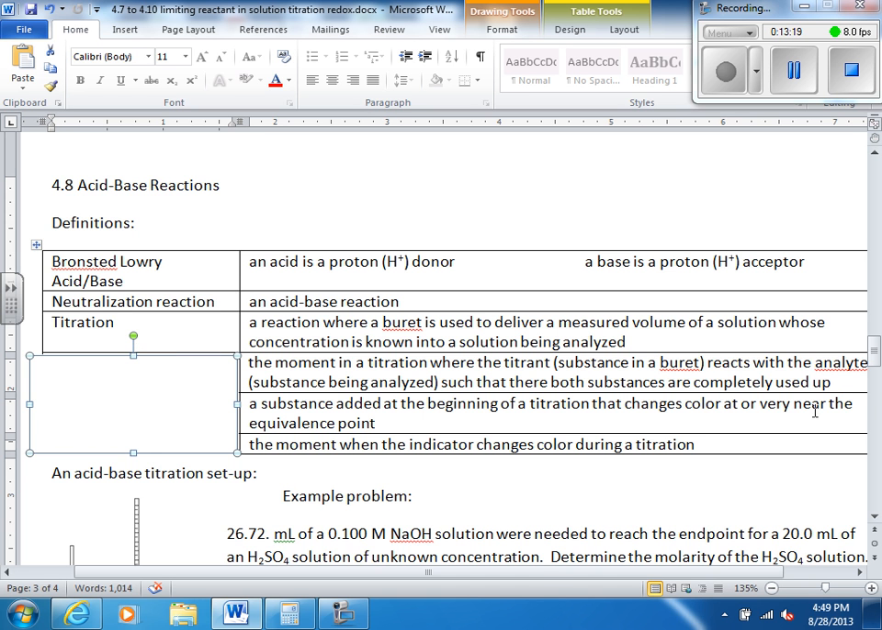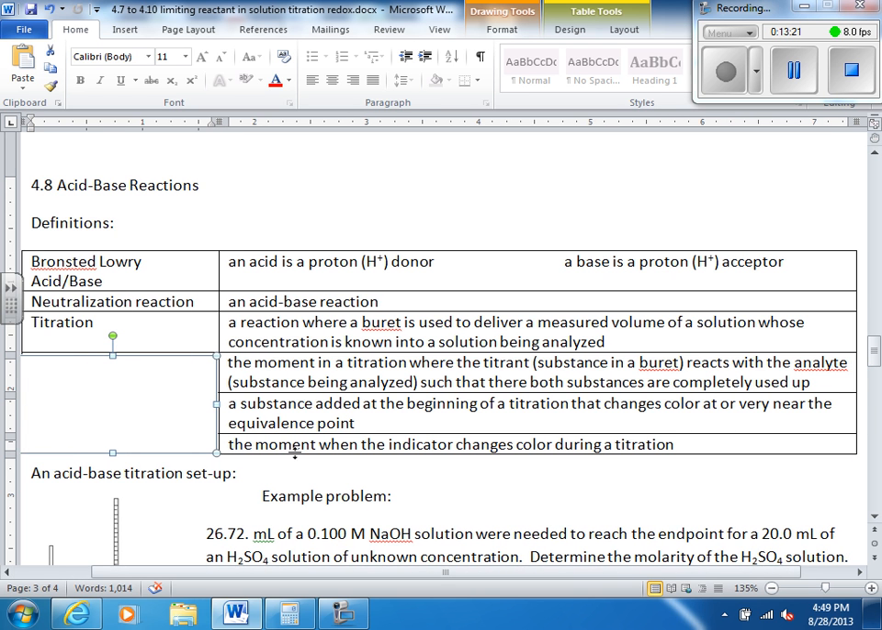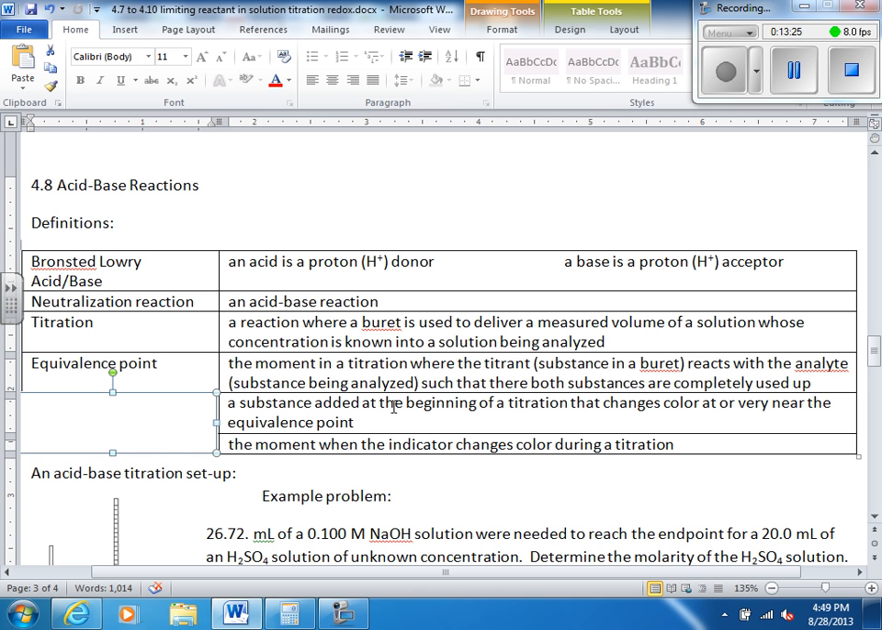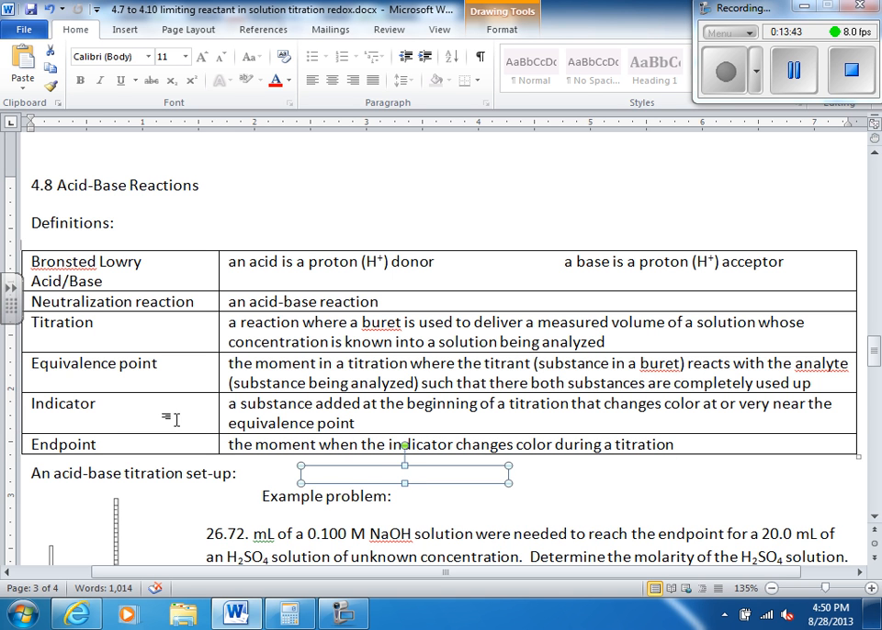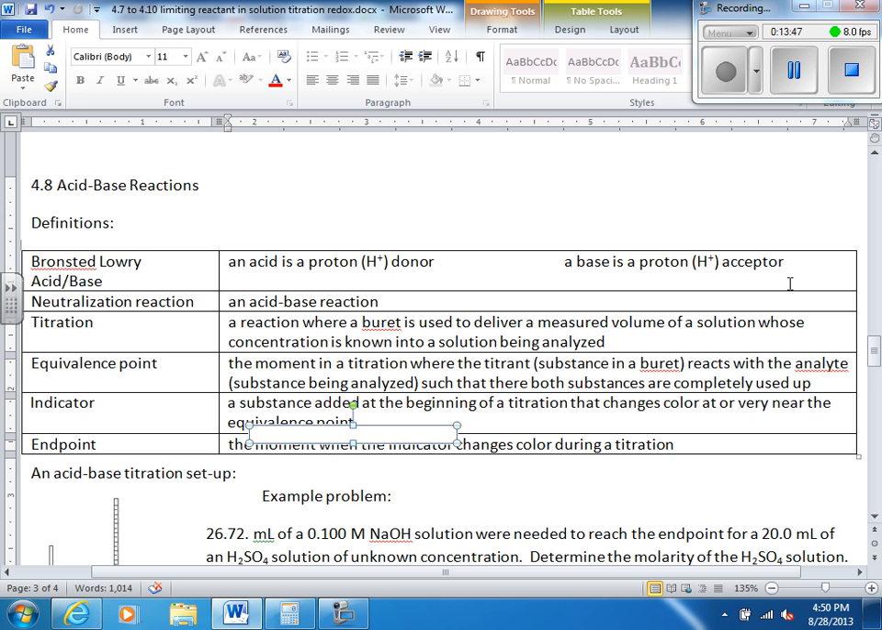And when the titrant reacts completely with the analyte, where nothing is limiting, that's the equivalence point. We add something to a titration to denote when we're near the equivalence point, and that's called an indicator. Indicators change color to denote the equivalence point. And the moment where the indicator actually changes color is called the endpoint. Okay, just have to leave that there so I know where it is later.